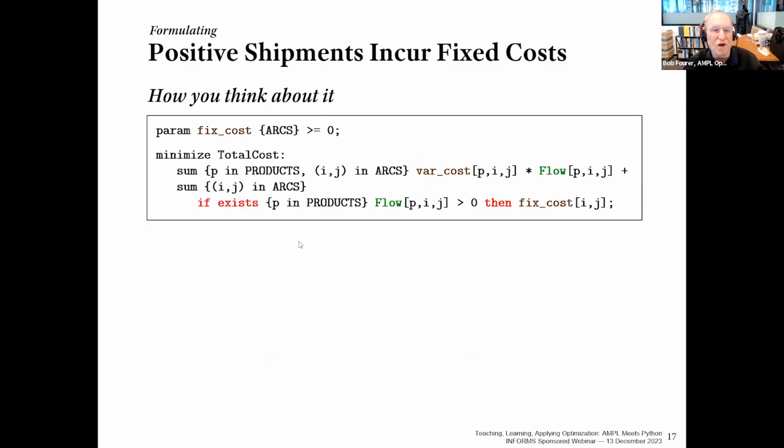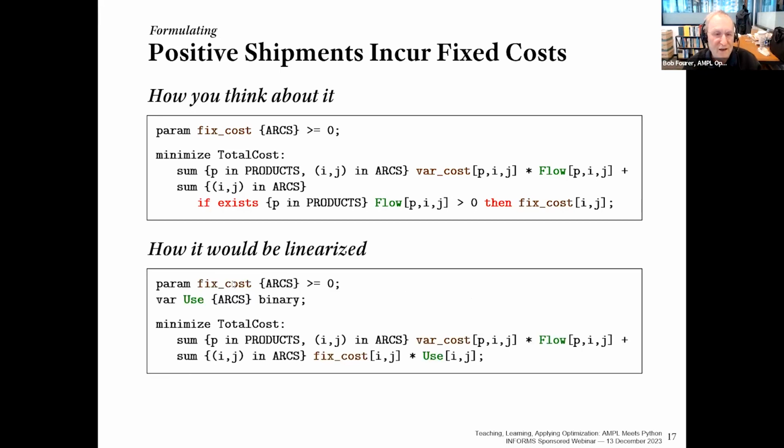So what about fixed costs? Well, a reasonable way to think about that is, you sum over all arcs not only the shipment costs, but if there exists a product that has positive flow, then the arc is used, so you sum in the fixed costs. Now, if you wanted to do that using our old solver interface, you had to turn that into something linear. And to do that, you had to define some binary variables. So there's this binary variable trick.